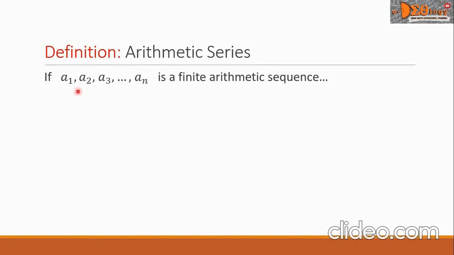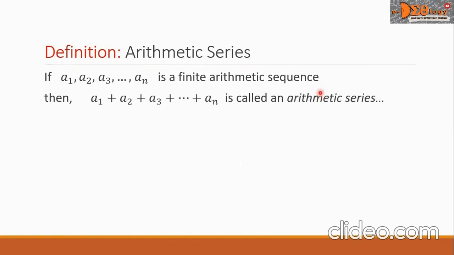If a sub 1, a sub 2, a sub 3, up to the last term a sub n is a finite arithmetic sequence, then a sub 1 plus a sub 2 plus a sub 3 plus all the terms up to the last term a sub n is called an arithmetic series and denoted by S sub n. This is the general form of arithmetic series.